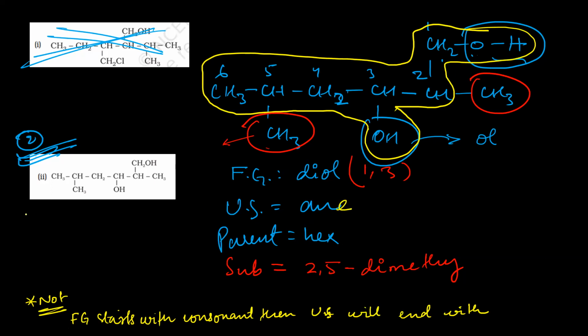Okay, now our name will be what? Please see, our name will now be 2, 5 dimethyl hexane 1, 3 diol. Please write this down. 2, 5 dimethyl hexane 1, 3 diol. Okay, please note, if the functional group starts with a consonant, then unsaturation will end with E. It will end with E. Also, one more thing. Sir, 1,3 or 4,6?